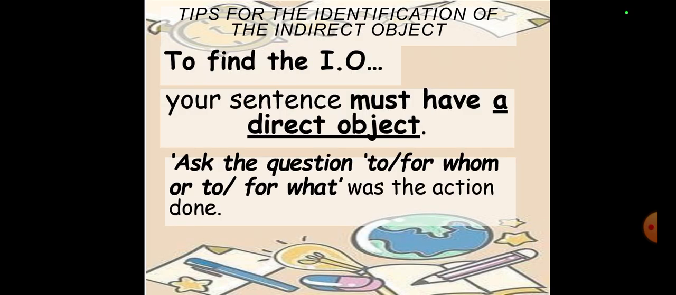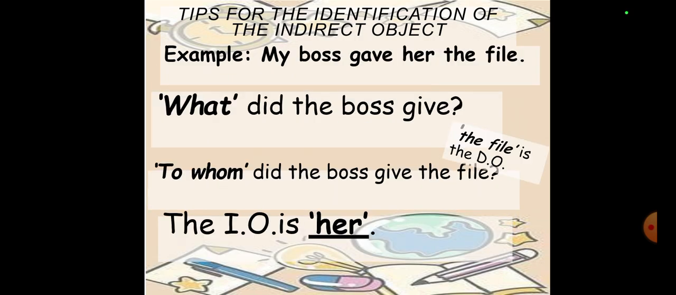To find the indirect object, your sentence must have a direct object. If your sentence has a direct object, it may have an indirect object. Ask the question to or for whom, or to or for what. For example: my boss gave her the file. What did the boss give? The file. So the file is the direct object. To whom did the boss give it? To her. So her is the indirect object.